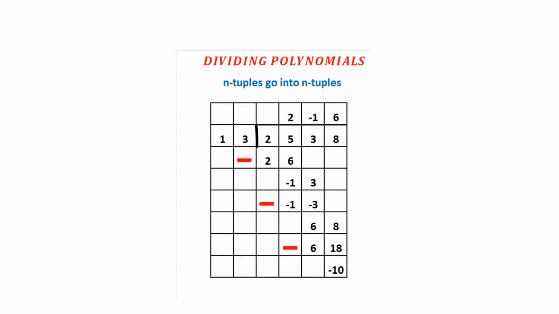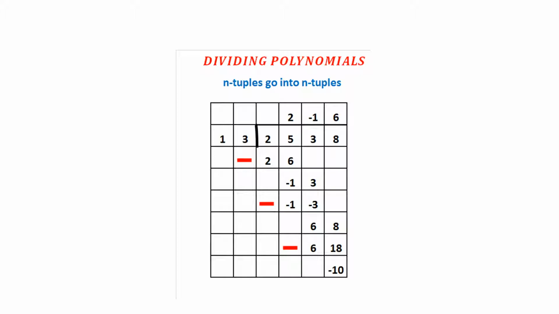And you ask yourself, 1 goes into negative 1 how many times? Negative 1 times. So you do negative 1 times 3, that's negative 3. And negative 1 times 1 is negative 1. And you subtract, just like regular division. And when you subtract negative 1 from negative 1, that's 0. That's what we wanted. But when you subtract 3 minus a negative 3, that's 6.